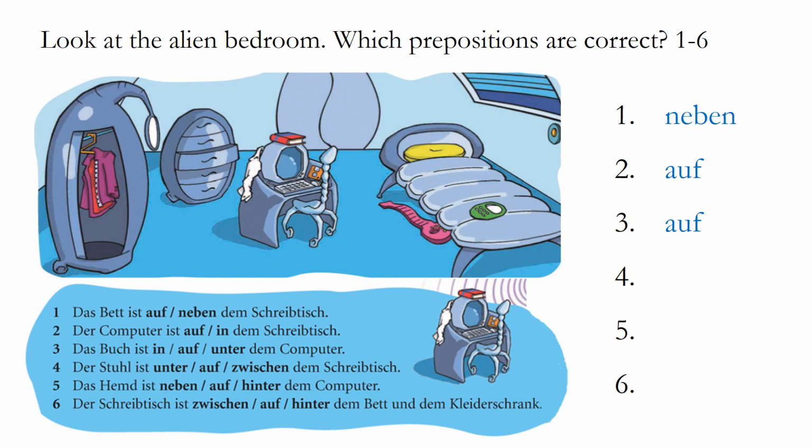4. Der Stuhl ist unter dem Schreibtisch. The chair is under the desk. 5. Das Hemd ist hinter dem Computer. The shirt is behind the computer. 6. Der Schreibtisch ist zwischen dem Bett und dem Kleiderschrank. The desk is between the bed and the wardrobe.